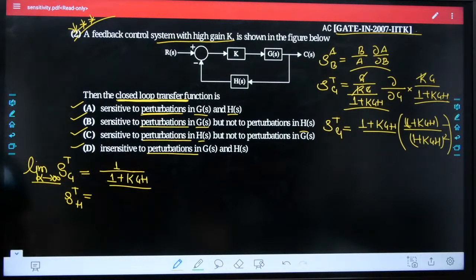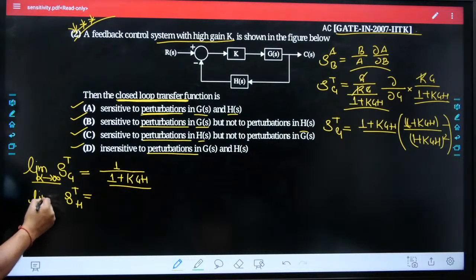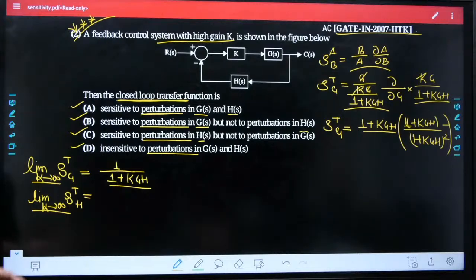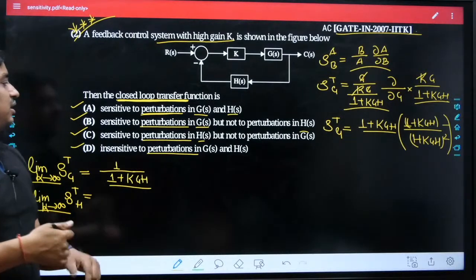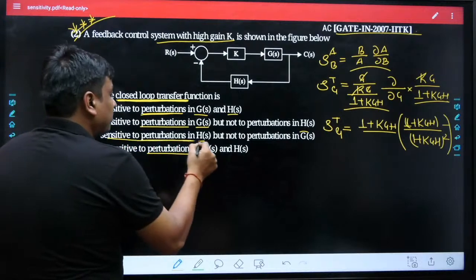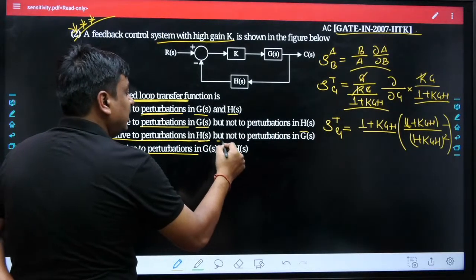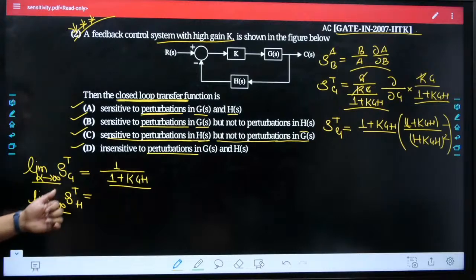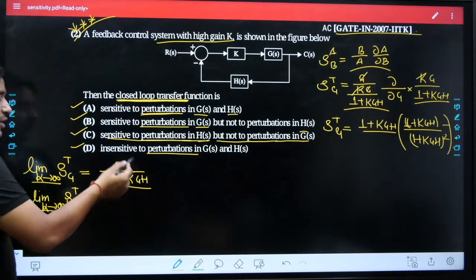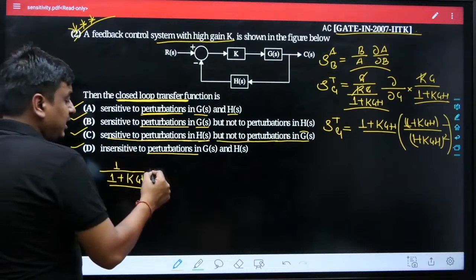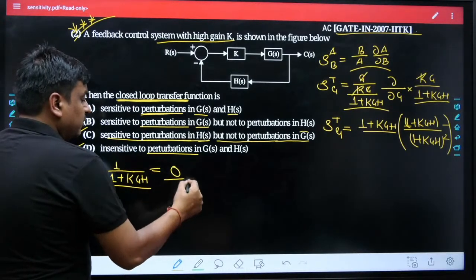Why? Because the gain K is tending towards infinity. Here also you have to do the same. So here goes limit K tends to infinity. End of the day, what's the result you are getting? It would be sensitive towards the perturbation because of H, whereas it would be insensitive towards the perturbation of G. Why? Once you feed limit K tends to infinity, you can see very well that K has come to the denominator side, and once you feed K as infinity, the value would become 0.